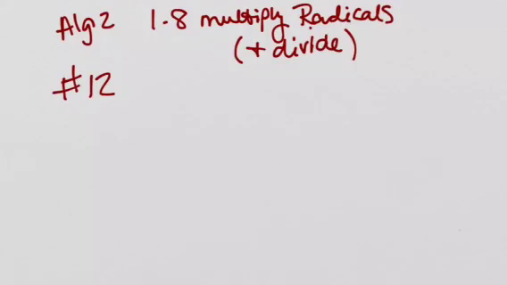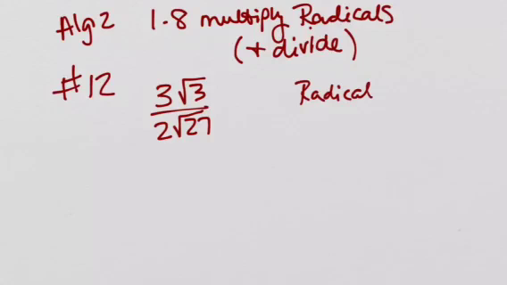Okay, so also in class on 1.8 we talked a little bit about dividing radicals. So we're going to walk through number 12 for you today, okay? And it looks like this. If you remember in class, the whole idea of this is that the radical cannot be in the denominator. So the whole point of doing this work is to get it out of the denominator.